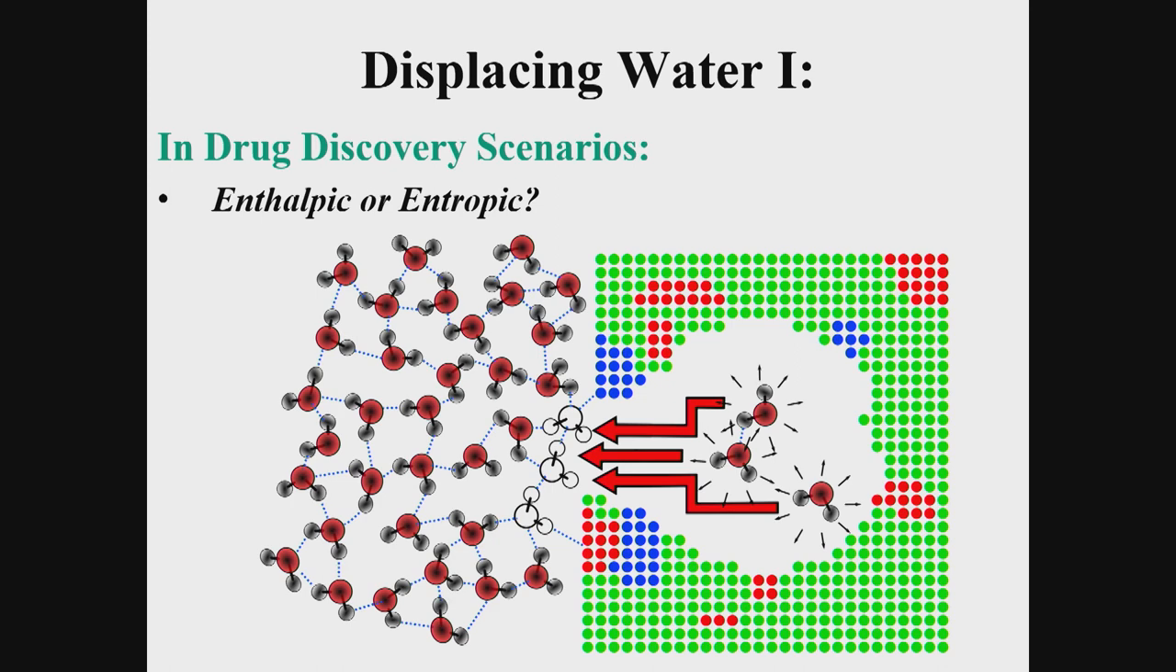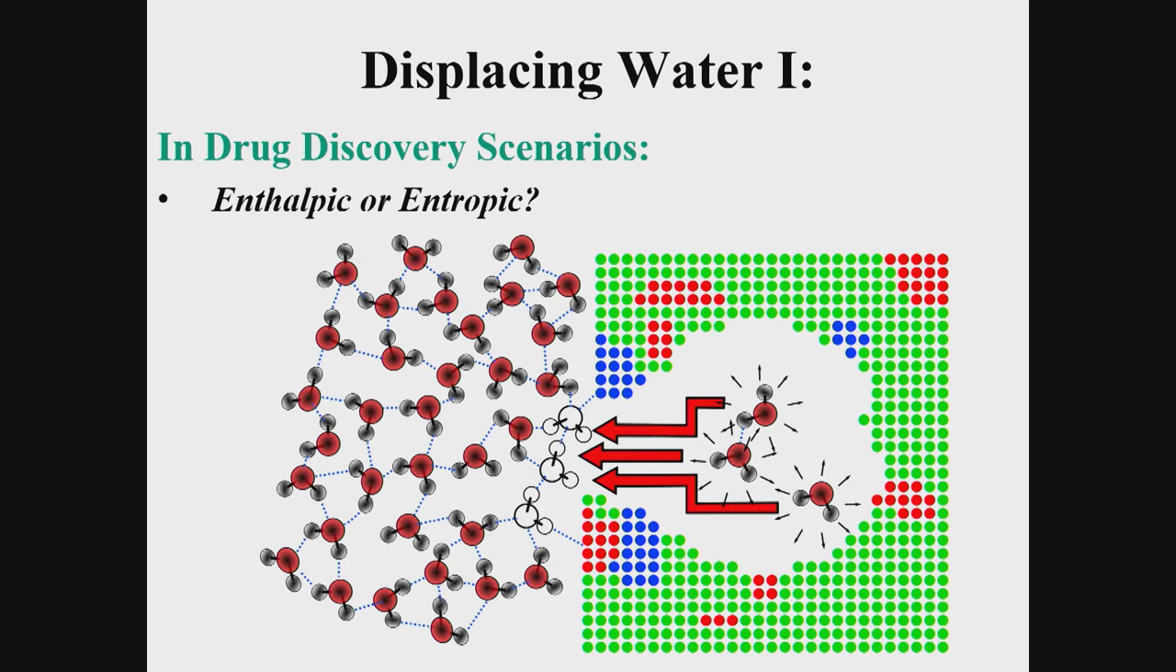On the right we have a collection of three water molecules in a hydrophobic pocket. The green represents the fact that it's hydrophobic. The red are hydrogen bond donors, the blue are hydrogen bond acceptors. There are three water molecules here, and some of them are interacting with each other. These two are, this one might not be, but they're in motion, represented by the little arrows. If we're going to occupy this space with a drug type molecule, probably one that's pretty hydrophobic, we want these water molecules to come out and join the bulk. So is this an enthalpic or entropic process? Well, it's a little bit of both, and it's a little confusing whether it's mostly enthalpic or mostly entropic.